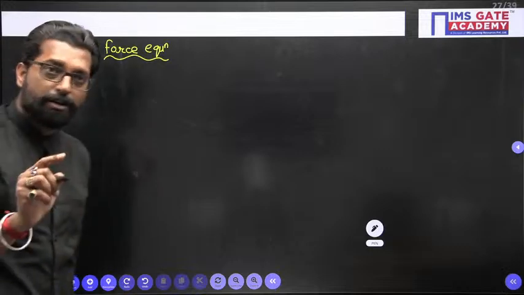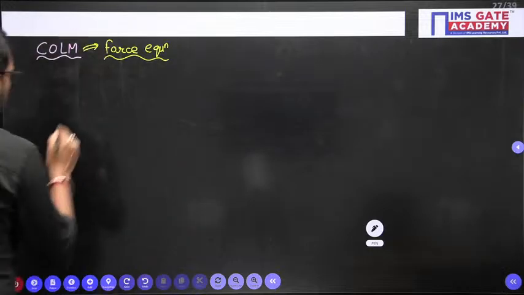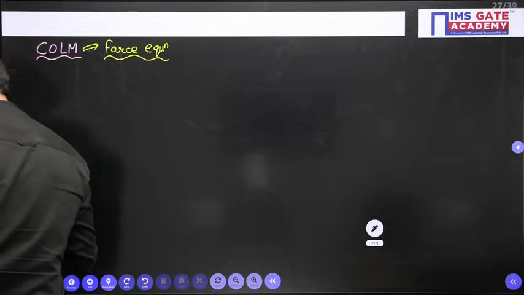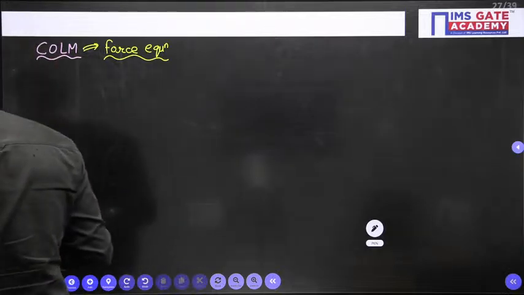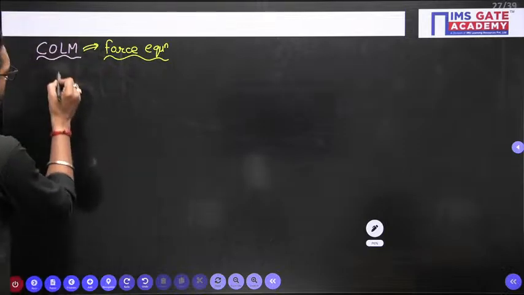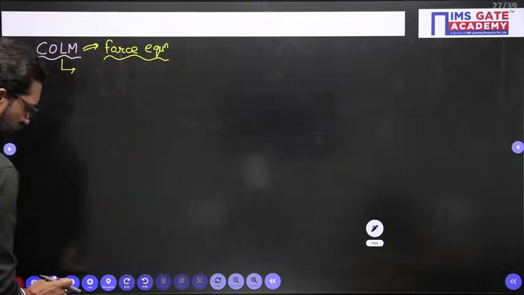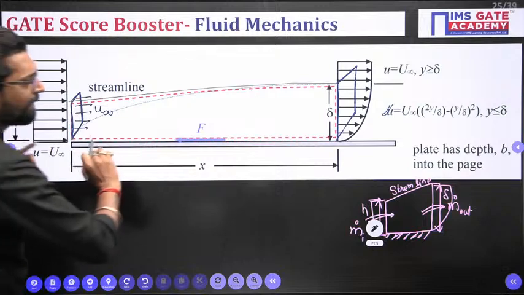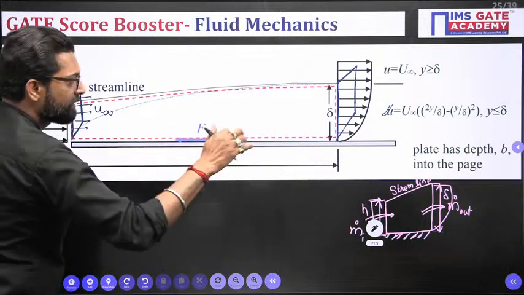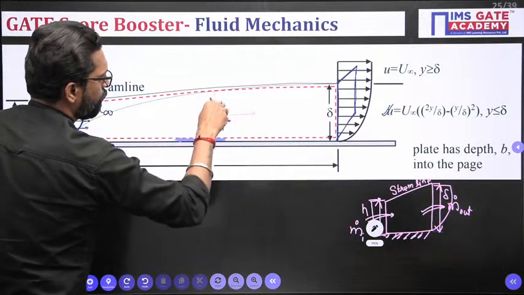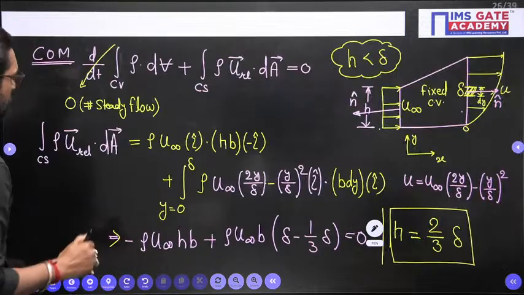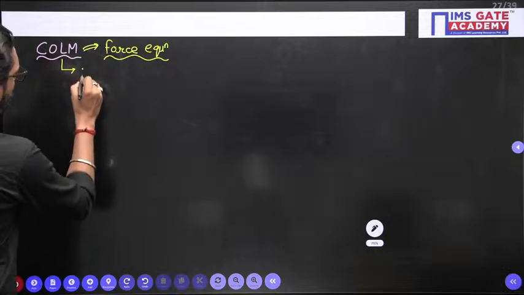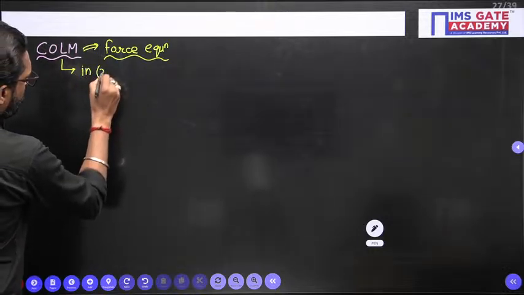So conservation of mass is the integral form. What is that? Force. So we have mass multiplied with the velocity. So apply conservation of momentum in the x direction. This is your x direction, this is your y direction. So we have to apply the conservation of momentum in the x direction.